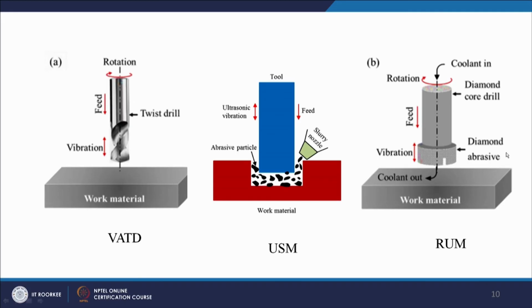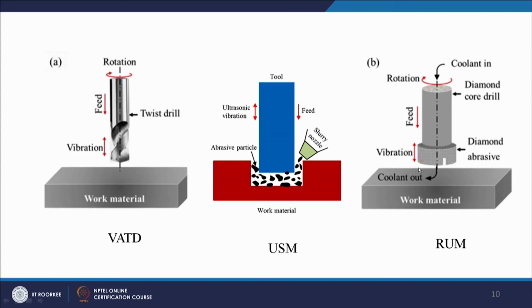Then another modification is the rotary ultrasonic machining. Here we can see there is a rotation given to the tool. Even if we use a hollow tool, we can put the coolant also through the hollow tool towards the machining zone. So the coolant can also be given, and vibration is given, which is common in all these techniques. So we have a vibration, we have a rotation given to the tool, and there is a diamond core drill which can be used. We give feed in the axial direction.